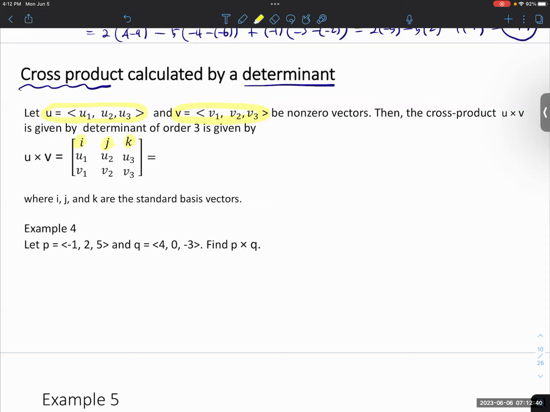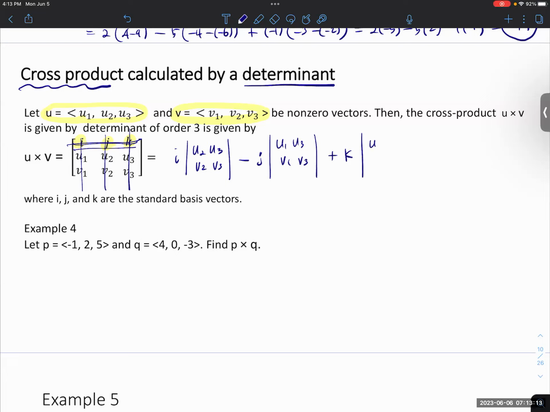I means 1, 0, 0. J means 0, 1, 0. K means 0, 0, 1. Am I correct? Therefore, you could do the same equation. U1, so I is across U2, U3, V2, V3, and minus J, right? And then cross U1, U3, V1, V3. K, we cross that one, so U1, U2, V1, V2 remaining.